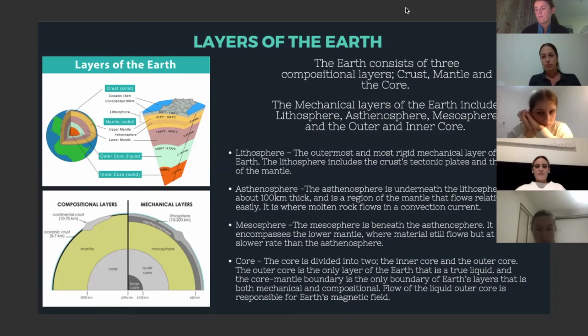And the mesosphere is beneath the asthenosphere. It encompasses the lower mantle where material still flows, but at a much slower rate than the asthenosphere. And then our two cores, inner and outer. The outer is the only layer of the Earth that is truly liquid, and the core-mantle boundary is the only boundary of the Earth's layers that is both mechanical and compositional. Flow of the liquid outer core is responsible for the Earth's magnetic field.